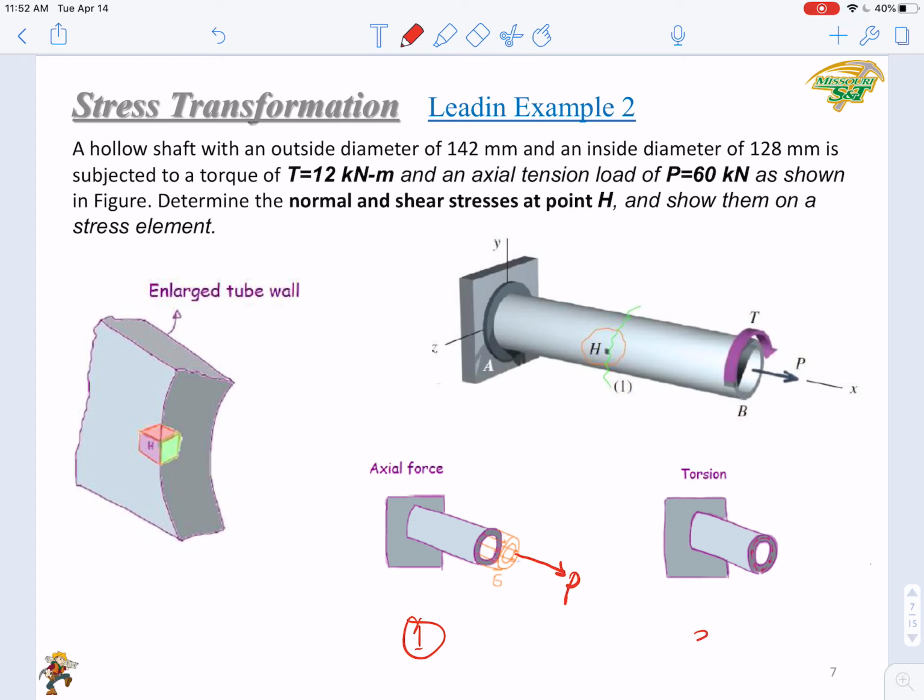And the second case is subjected to torsion, right? Just use your right hand rule and look at the direction of the T. Use your right hand rule, you will know that it's subjected to a torque T. Use a double-headed arrow, right? This is the T. Then you can cut a 3-dimensional element out of point H as shown here. So we will analyze the stress components of this element.